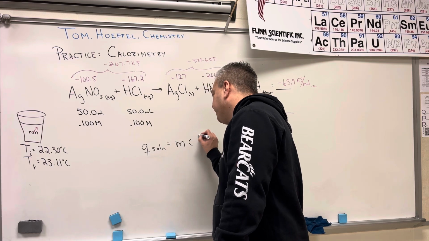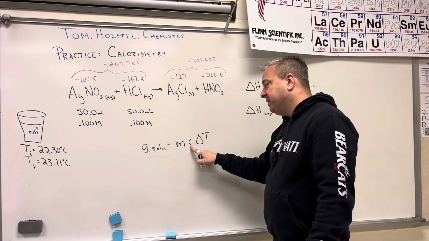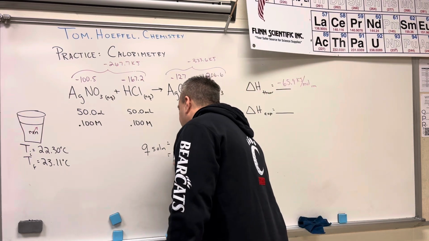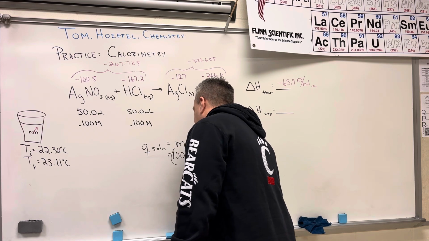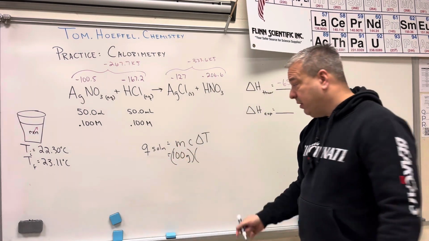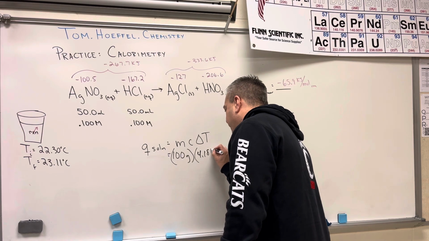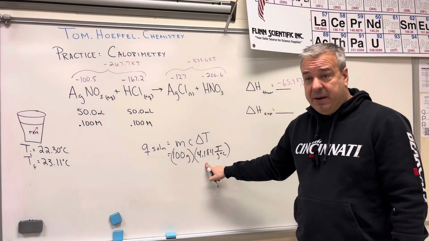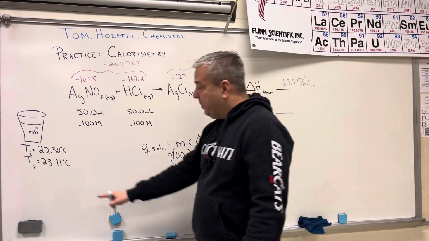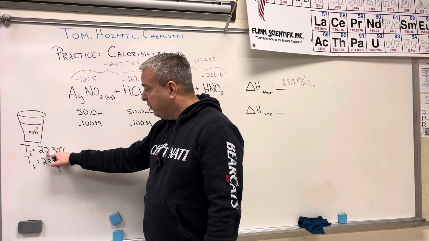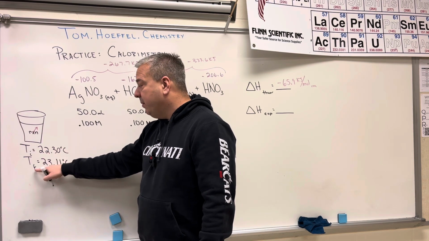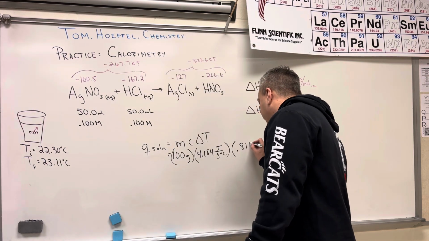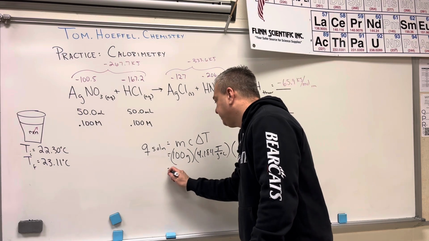Remember, this equation is going to be mass times specific heat times delta T, or mC delta T. The mass being 100 grams. The specific heat of water and the solution are about the same. We're going to say it's 4.184 joules per gram degree Celsius. This is a number that you should have memorized. And then the change in temperature, we take 23.11 and subtract 22.30. Remember, final minus initial for any type of delta. And if you do that, you'll get 0.81 degrees Celsius.